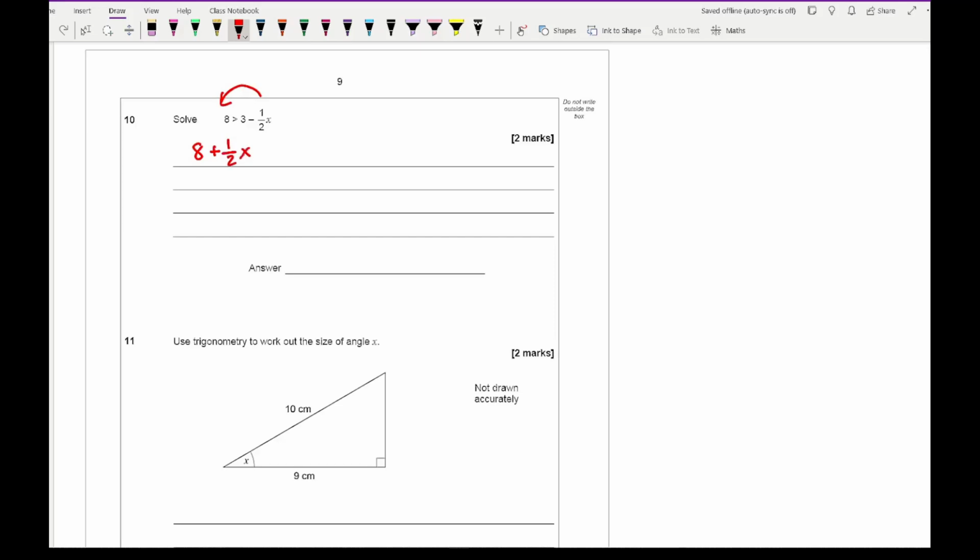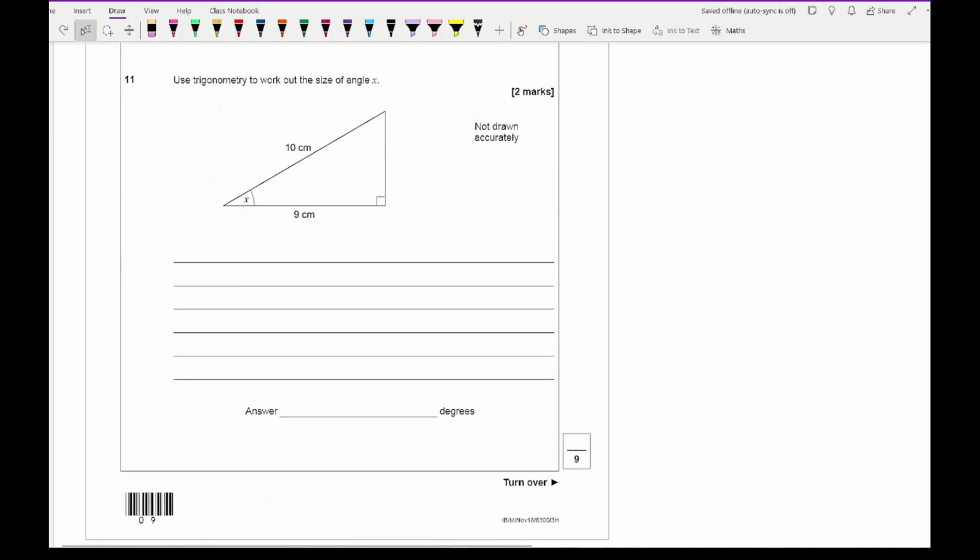than something. Then I get rid of the 8, so I've got half x greater than minus 5. Then I take the half over, I end up with x greater than minus 10. Now, if you have minus 10 is less than x, then that is absolutely fine. As long as the inequality is pointing at the minus 10, it's all good.